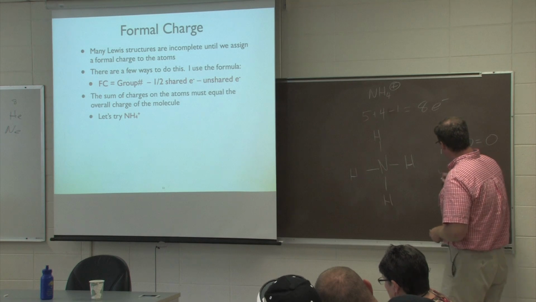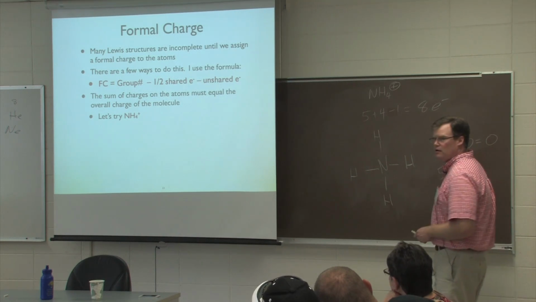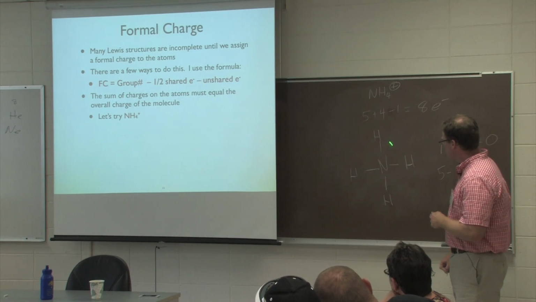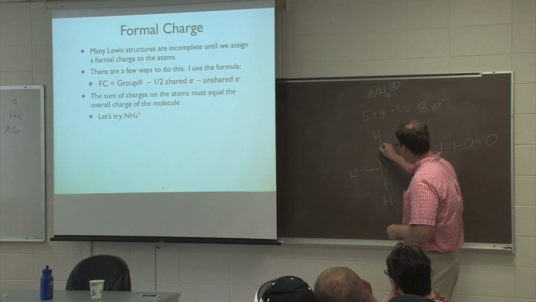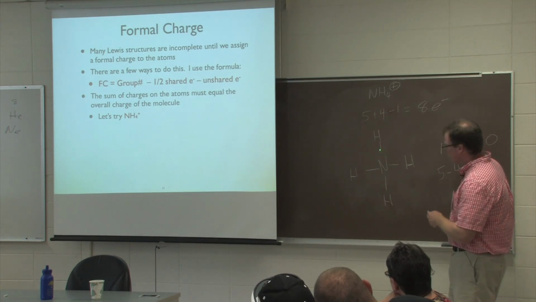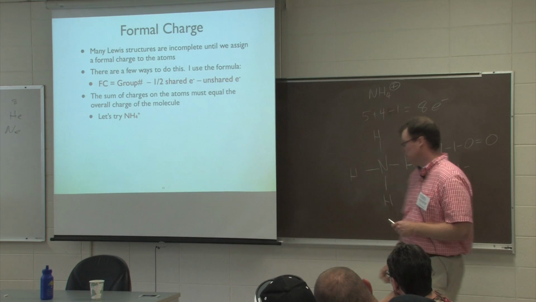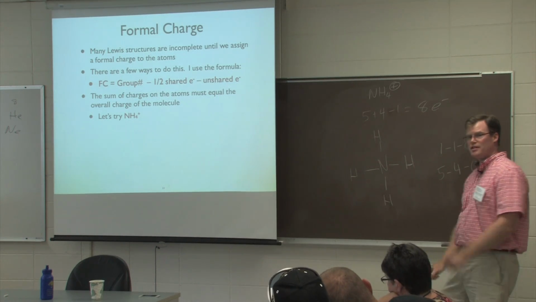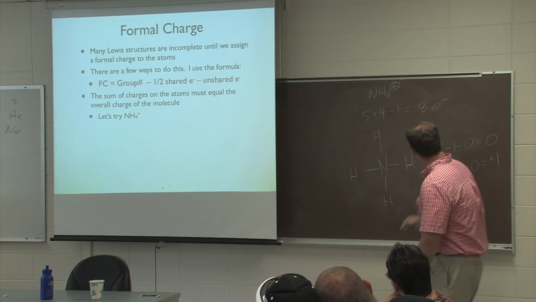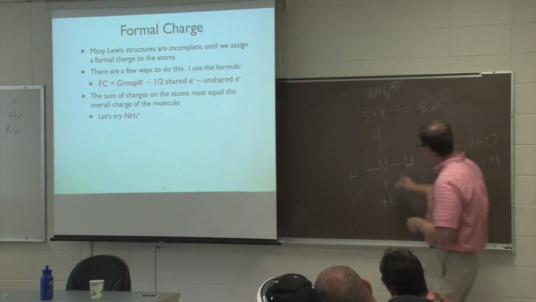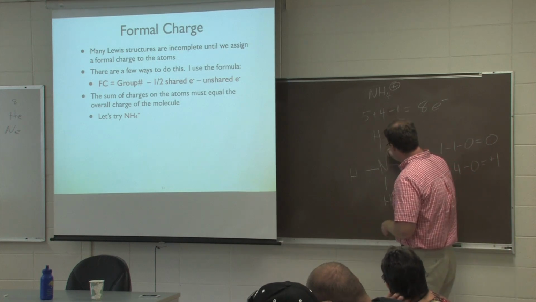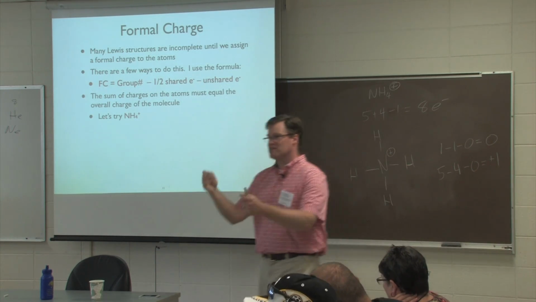What group is nitrogen in? 5. How many electrons does it share around it right now? There are 8 around it, right? 1, 2, 3, 4, 5, 6, 7, 8. So half that number is 4. How many electrons are unshared on it right now? None. So 5 minus 4 minus 0 is equal to plus 1. All right. So this is telling us that there's a positive 1 charge on this nitrogen. And you can indicate that with a little positive sign. You can circle the positive sign, or you can just leave it as a regular positive sign.